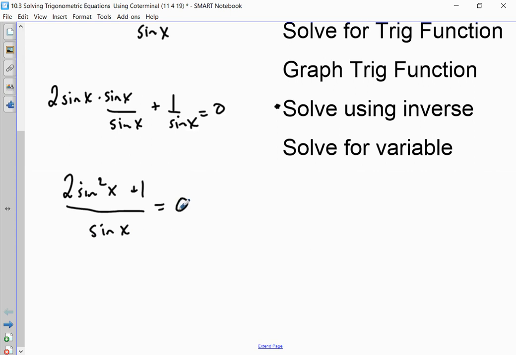Now, this is a really important thing that we want to know and do, is that we want to combine these first. So we create an expression like this. This is called a rational expression. And then what we're going to do is find when this equals 0.